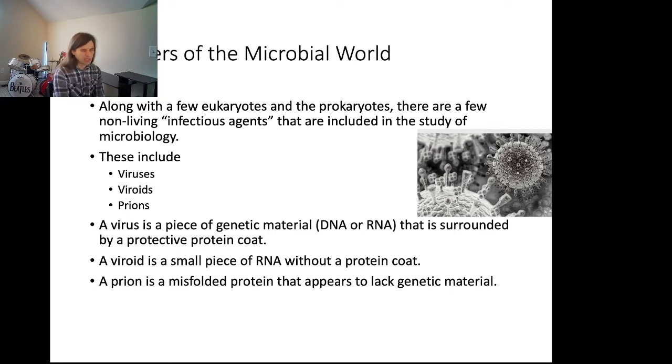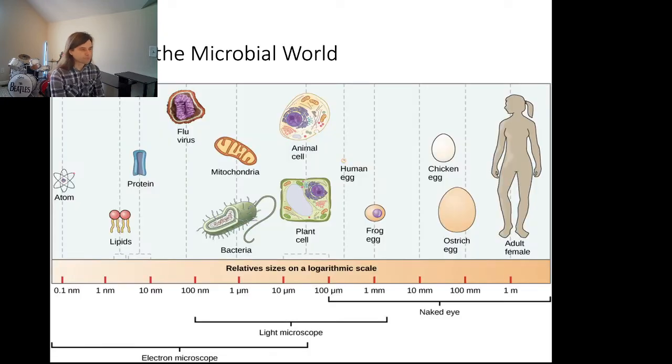Viroids are plant problems. They are essentially just a little plant virus that doesn't have a protein coat. And then a prion is a misfolded protein. They have the ability to cause problems in plants and animals, but they're not living, and that's super weird, and we'll talk about these a little later.